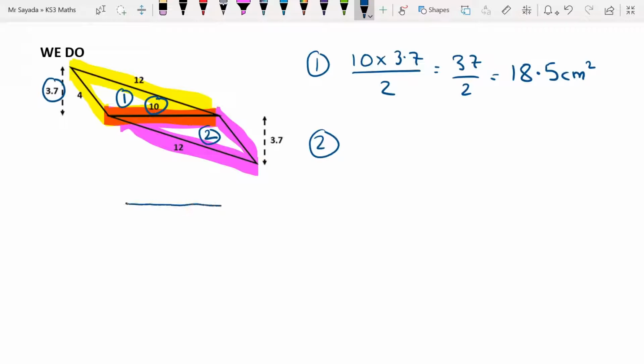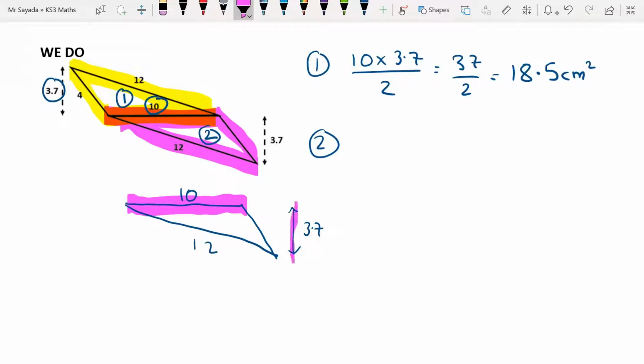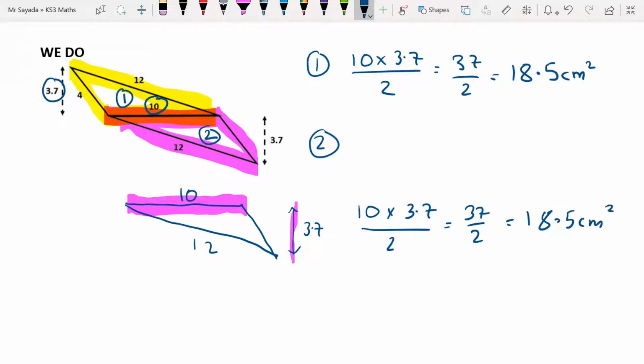If you look at triangle 2, it's a bit like an upside down version of the other triangle, where this side is 10, this side is 12, and the height we're told is 3.7. So we can consider this side over here to be the base, and then this is the height. So the base is 10, the height is 3.7, base times height over 2, 37 over 2, also 18.5 centimeters squared. So the area of the yellow triangle was 18.5, the area of the pink triangle was 18.5.